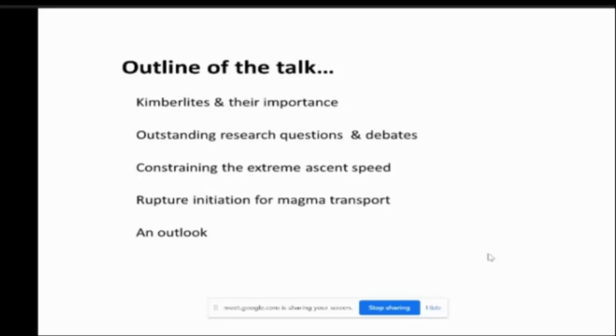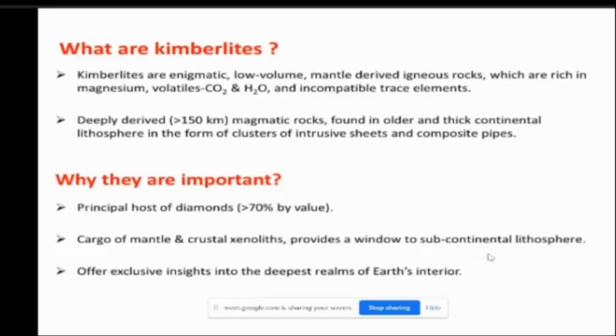kimberlite, and present some results that will show the particular conditions that are necessary in the magma storage zone for the initiation of vertical diking, so that the magma can transport to the surface. So firstly, what are kimberlites?